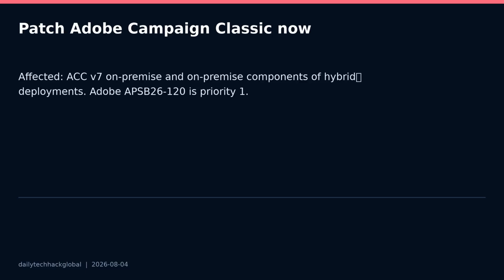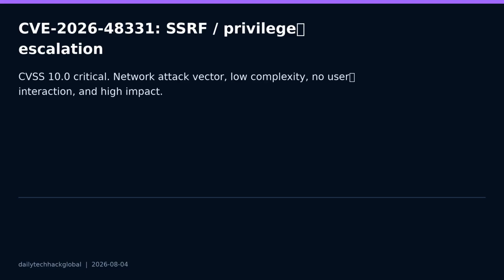If your organization runs Adobe Campaign Classic on-premise, or the on-premise components of a hybrid deployment, patch now. Adobe APSB26-120 is priority 1 and lists multiple critical vulnerabilities in ACC v7, including CVE-2026-48331, CVE-2026-48323, and CVE-2026-48330 at CVSS 10.0. Adobe says hosted instances have already been remediated, so the urgent action is for self-managed and hybrid customers to update ACC v7 to 7.4.3 build 9399, verify the running build, and review exposure.